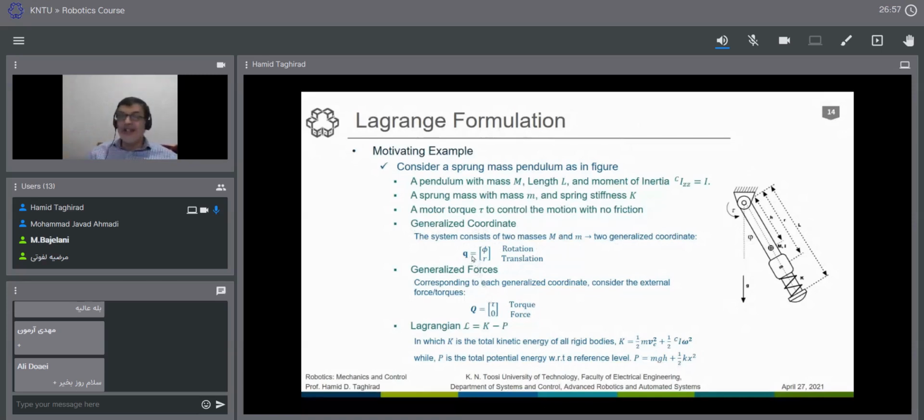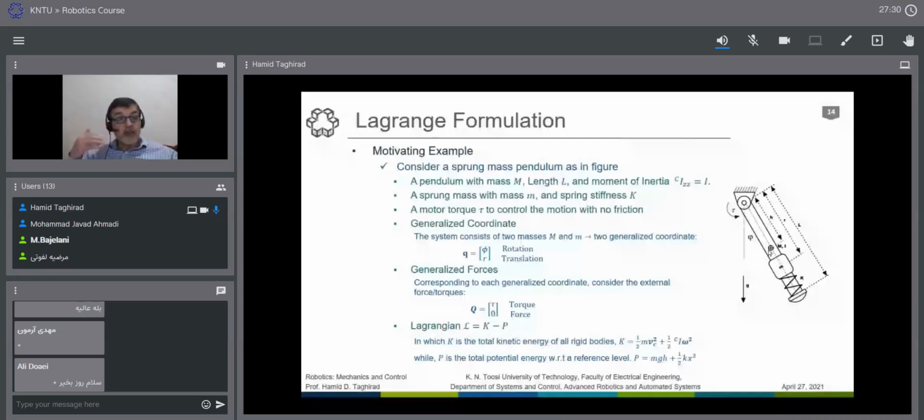This Q is the vector of generalized coordinates. The first one is rotation and the second one is translation. It is quite clear that we have 2 masses, so 2 generalized coordinates could be used here. Usually the same old Denavit-Hartenberg frame assignment that we have in the general robot. As we find the generalized coordinates, which is quite simple, the next step is the generalized forces.